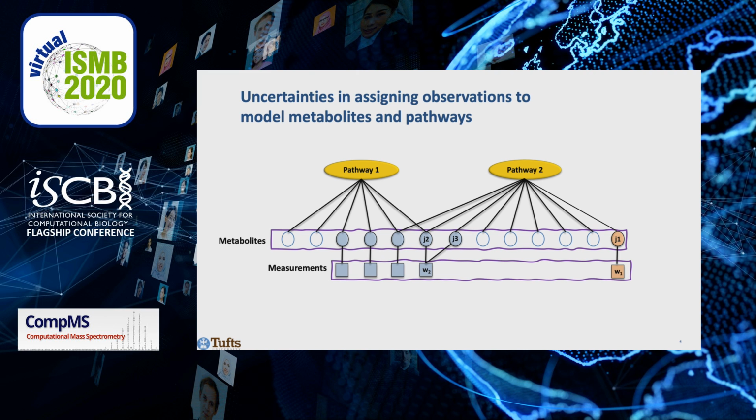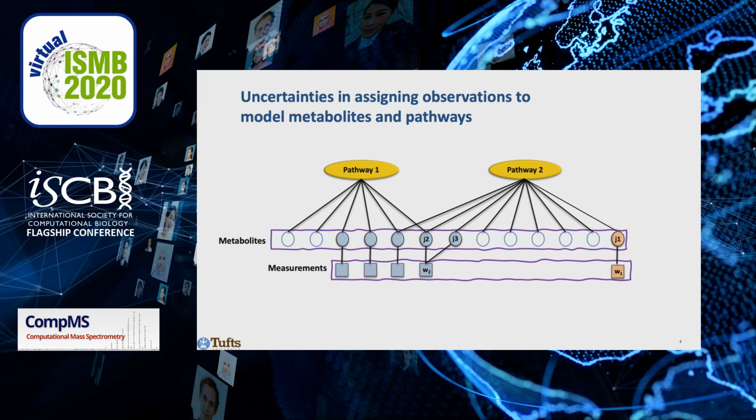Metabolites are represented as circles. Some metabolites, such as J1, are associated with a single pathway. Others, such as J2 and J3, are associated with more than one pathway. When performing metabolomics, we observe several masses. In this picture, masses are represented as squares. Some masses, such as W1, can only be attributed to one metabolite. Other masses, such as W2, can correspond to multiple metabolites.